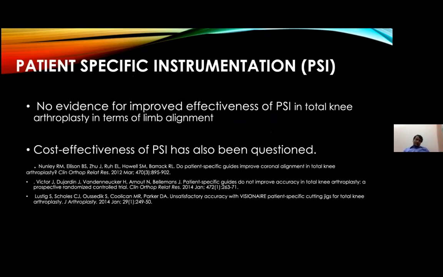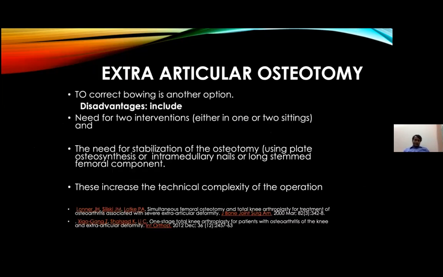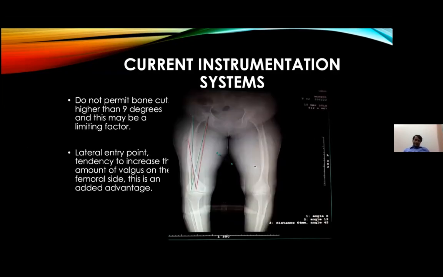Patient-specific instrumentation has not proved its effectiveness, especially in knee surgeries. That's why the cost-effectiveness of PSI has also been questioned, and hardly anybody is using it. The extra-articular osteotomy needs two surgeries for correction, which increases the morbidity.